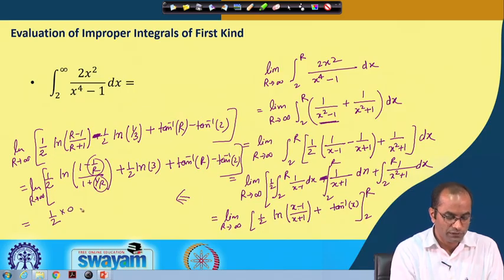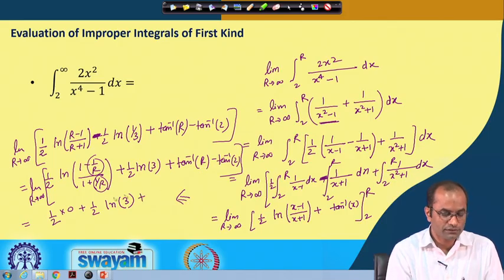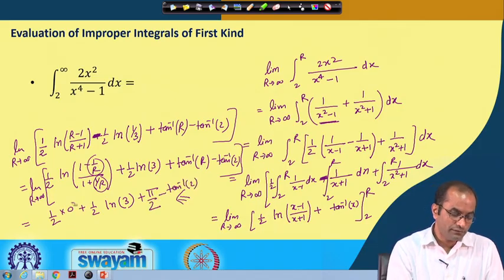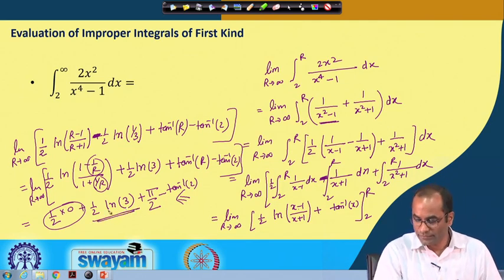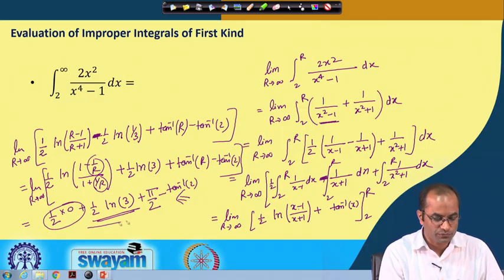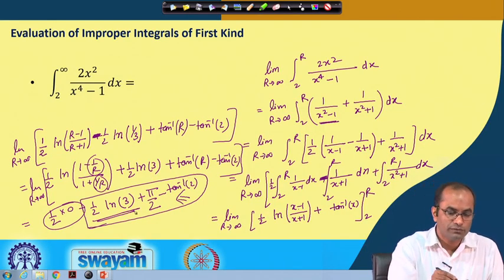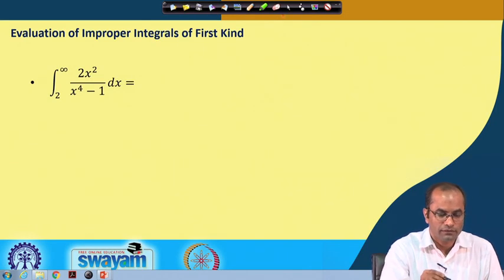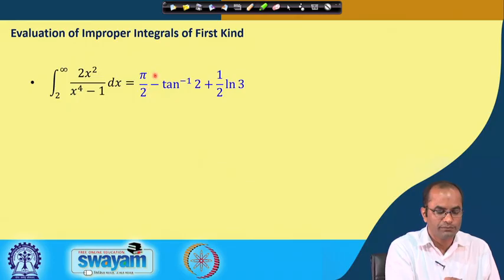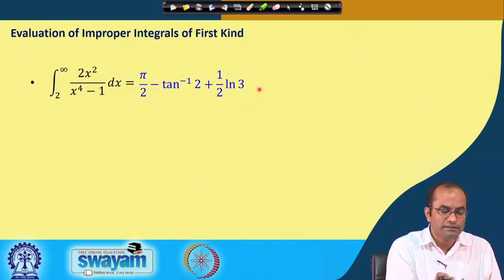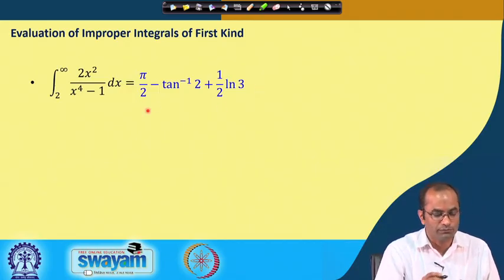So, half into 0 plus half ln 3, and then tan inverse r as r tends to infinity will be pi by 2, minus tan inverse 2. So, this is the value of the integral which we have computed here: pi by 2 minus tan inverse 2 and half ln 3. So, this integral exists, and this is the value of this improper integral.